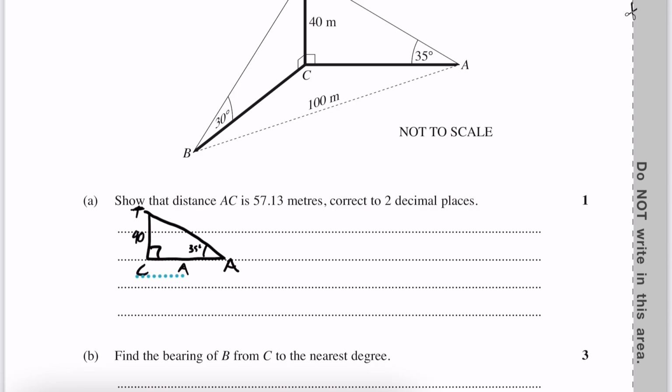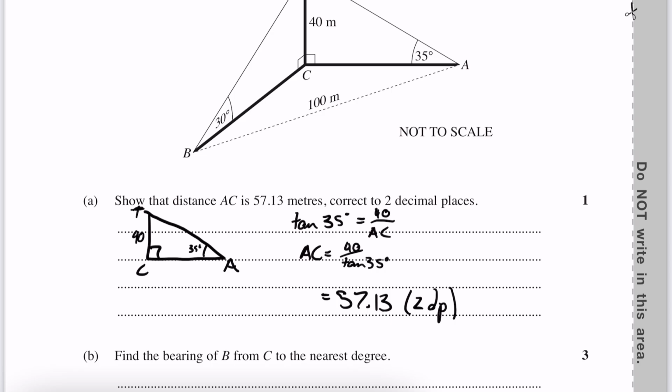So opposite over adjacent is a formula that we should know and be aware of, and that relates to tan. So tan 35 is equal to our opposite side 40 over our adjacent side AC. So AC is equal to 40 over tan 35 degrees, and that's equal to 57.13 if you just plug it into the calculator and round that to 2 decimal places.